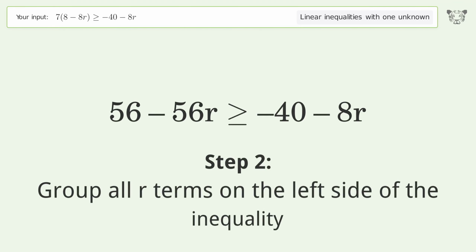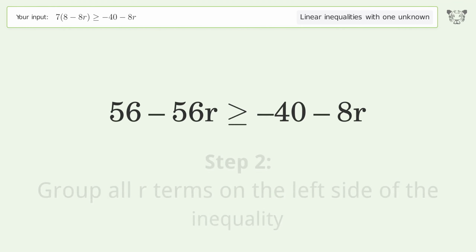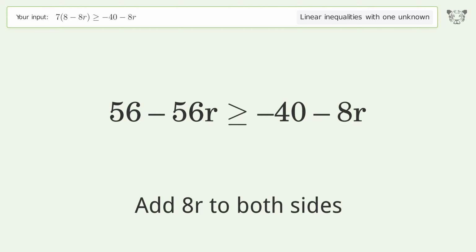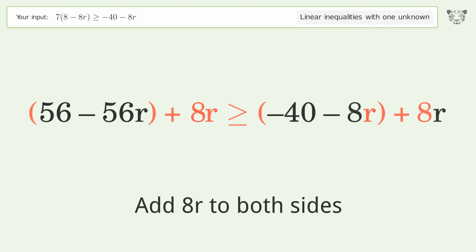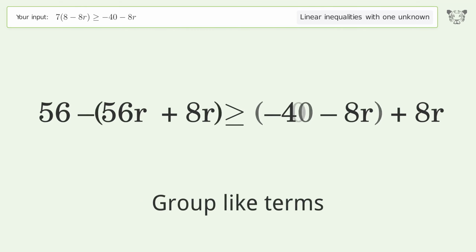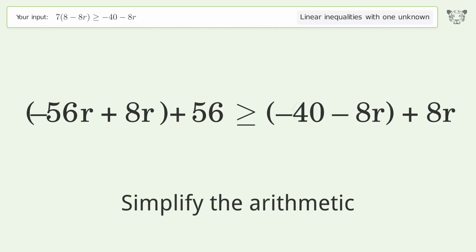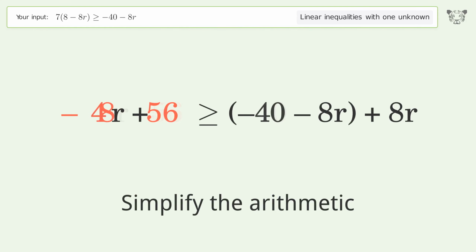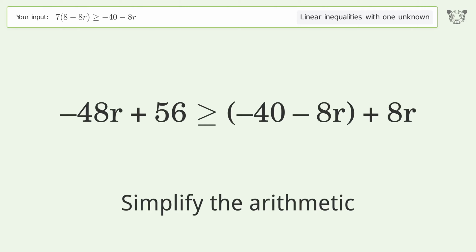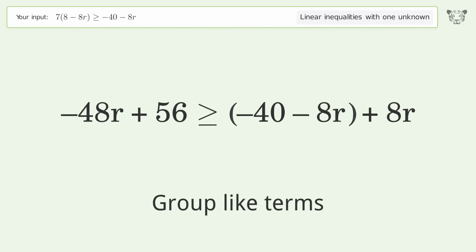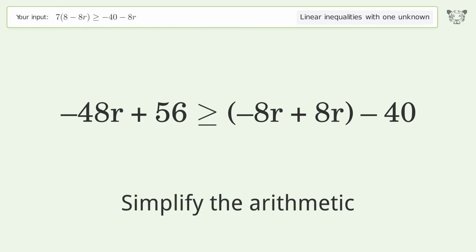Group all r terms on the left side of the inequality. Add 8r to both sides. Group like terms. Simplify the arithmetic. Group like terms. Simplify the arithmetic.